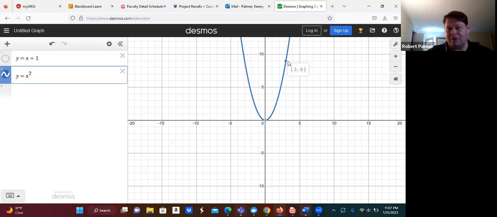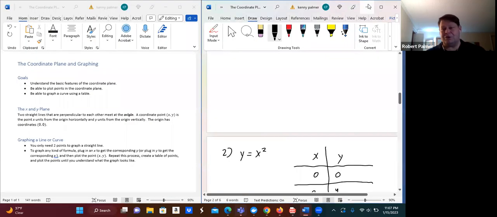I'm having trouble hitting it exactly. There it is. And over here, we have (-3, 9). Okay. And (-2, 4). Right. So Desmos is also a good way of actually seeing these things in action.